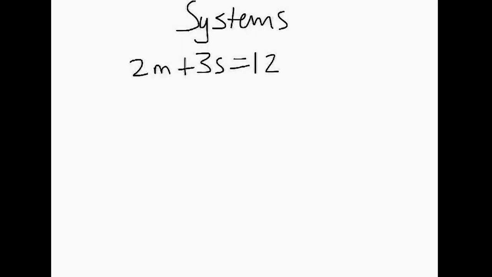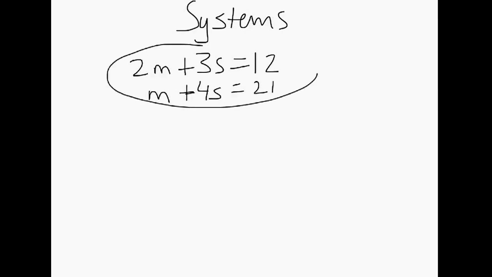Systems: in class, we learned how to write a system of equations. So if somebody gave me a system like, Mr. Ashcraft went to the store and bought 2 math books and 3 science books and paid $12 for them. And Mrs. Nash went to the same store and bought 1 math book and 4 science books and paid $21. What is the cost of each math and science book? You could use this system of equations to find the value of the math and science books. Okay?